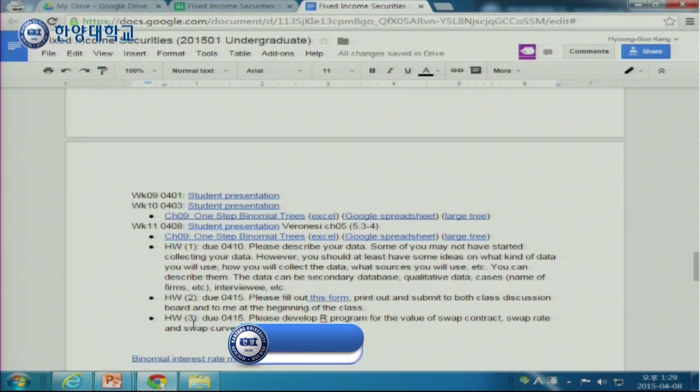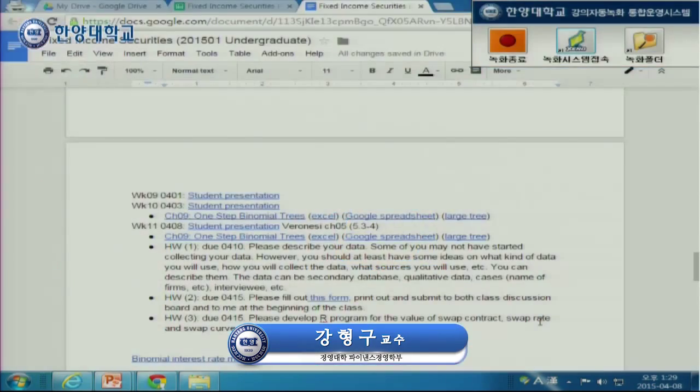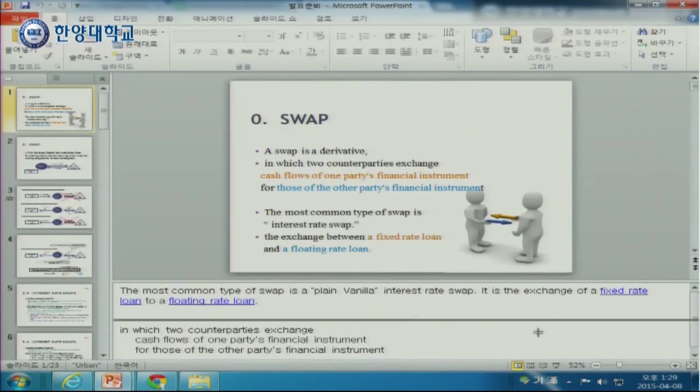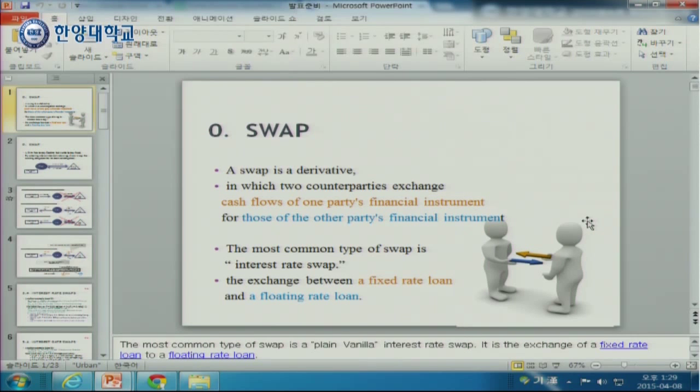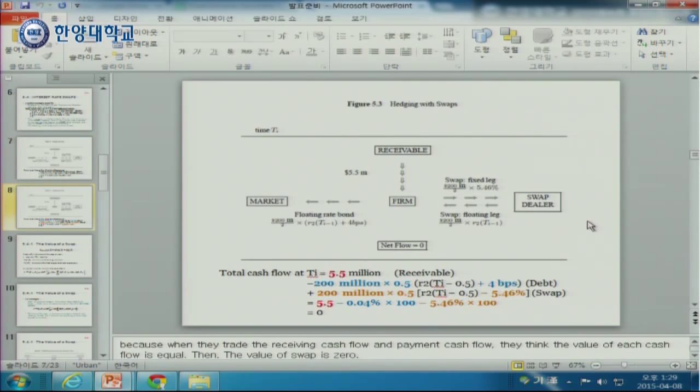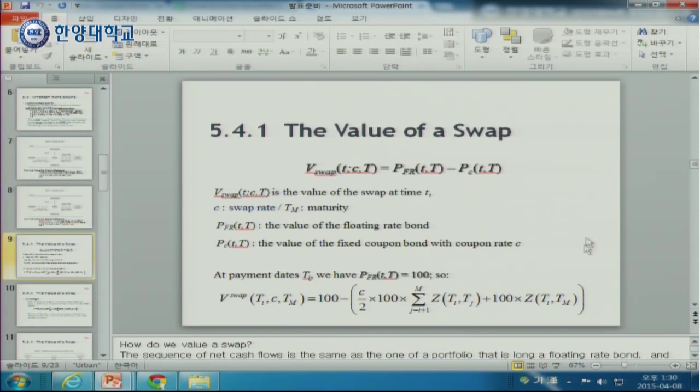Explain from third. Please develop our program for the value of swap contract, swap rate, and swap curve. So this is the first homework.